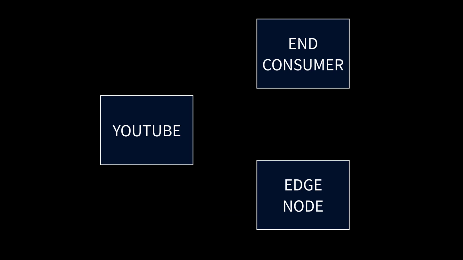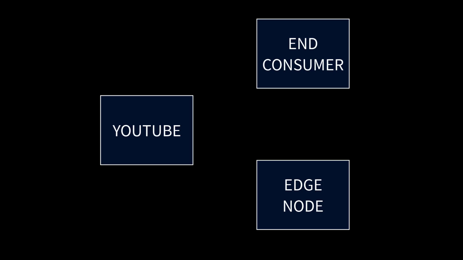Assuming there is an edge node in the area, the edge node will serve up the video to the end user or the end consumer. If there is no available edge nodes in the area, then YouTube sends the video directly to the end consumer.